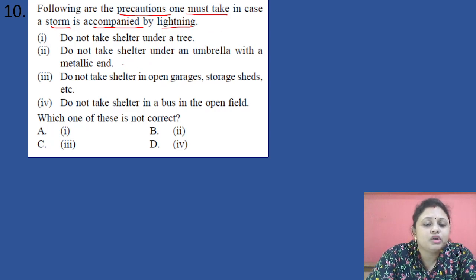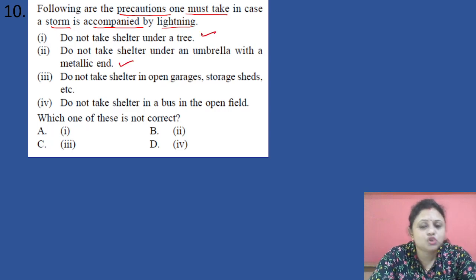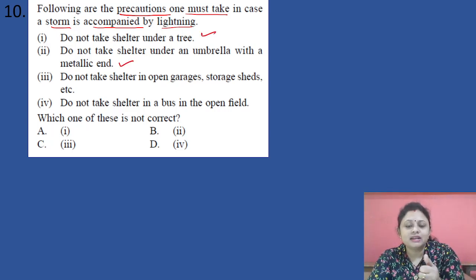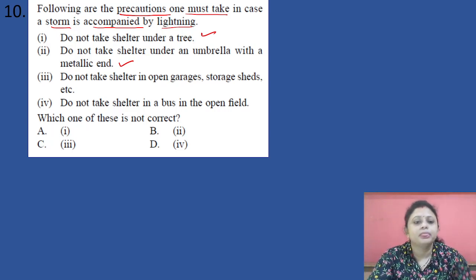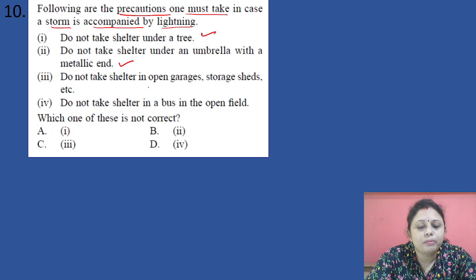Okay, do not take shelter under an umbrella with a metallic end. So this one is correct, because if we hold a metallic piece then the electricity will flow through it. Okay, do not take shelter in open garage, storage sheds, etc.